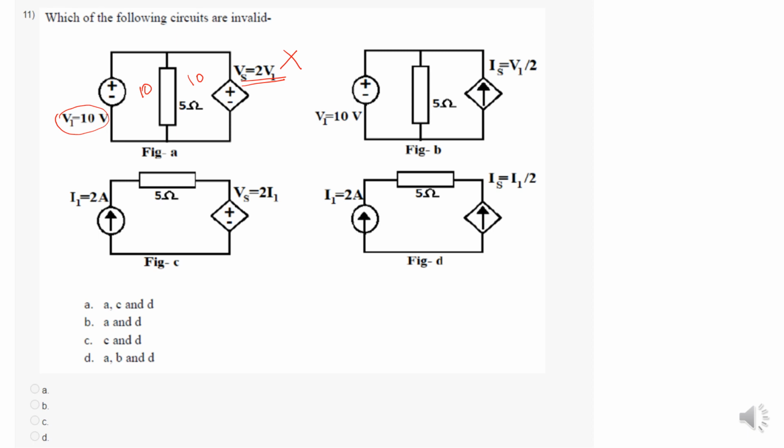Okay, then see here, V1 is 10 volt, but here I is V1 by 2. That is the correct circuit. And see, I1 is 2 ampere. The 2 ampere is flowing through the entire circuit, so Vs equal to this is also correct. And see, I1 is 2 ampere, but here it is given as I1 by 2. No, that is wrong because only one current is flowing. So this is also wrong. So figure A and figure D are wrong, so B is the correct answer.